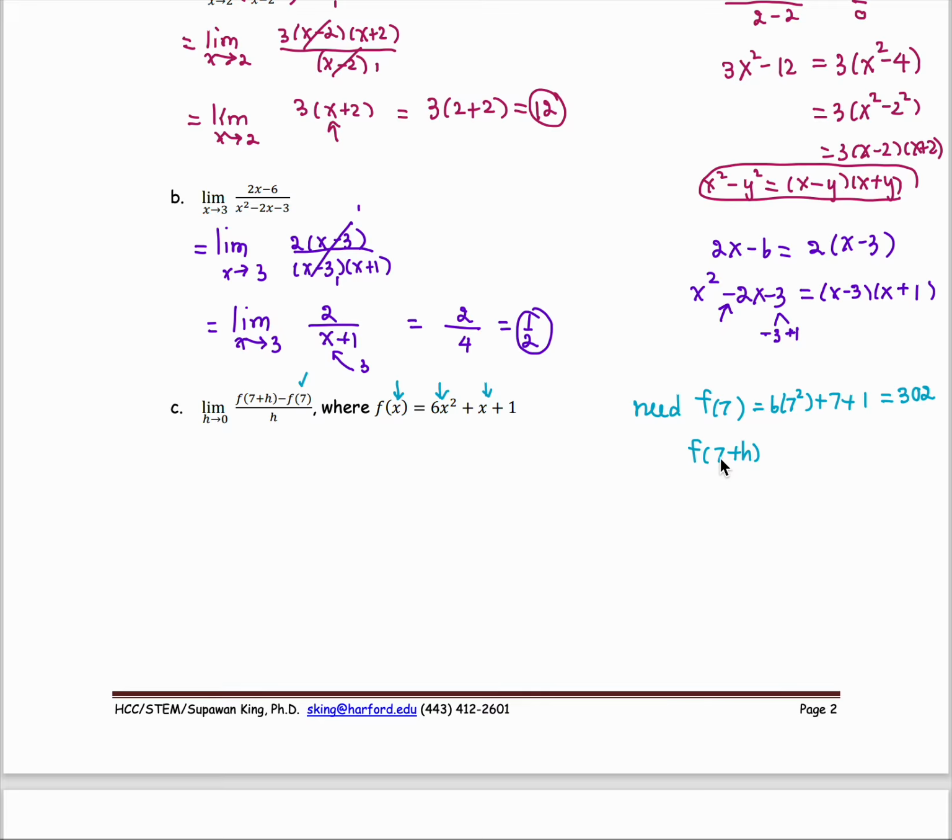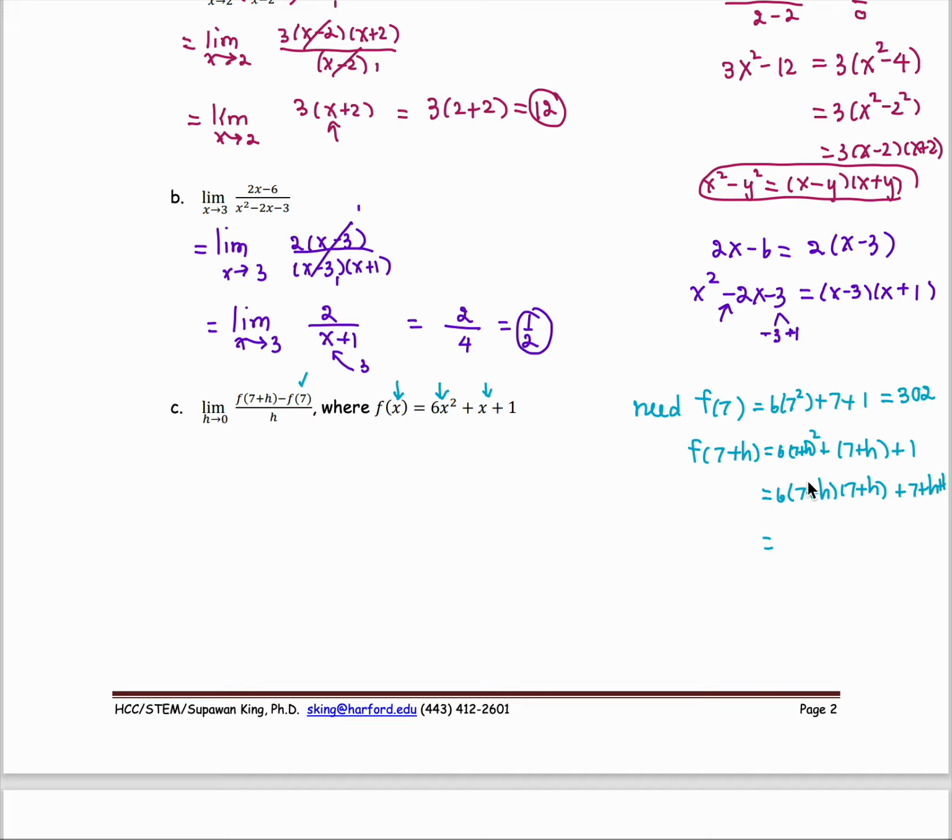Next, the function at 7 plus h. We're going to treat the input as the whole sum of the 7 plus h. The input is squared, so that means we put here 6 times 7 plus h squared, plus the input, which is 7 plus h, and then plus 1. And then simplify the power 2 of 7 plus h. Just be careful. We're going to multiply itself twice. That's the concept of the power 2. And then added by 7 plus h and then plus 1.